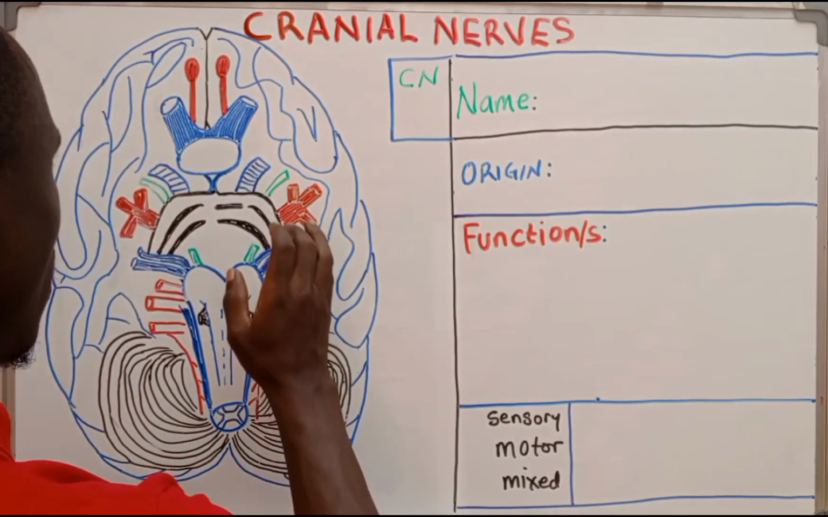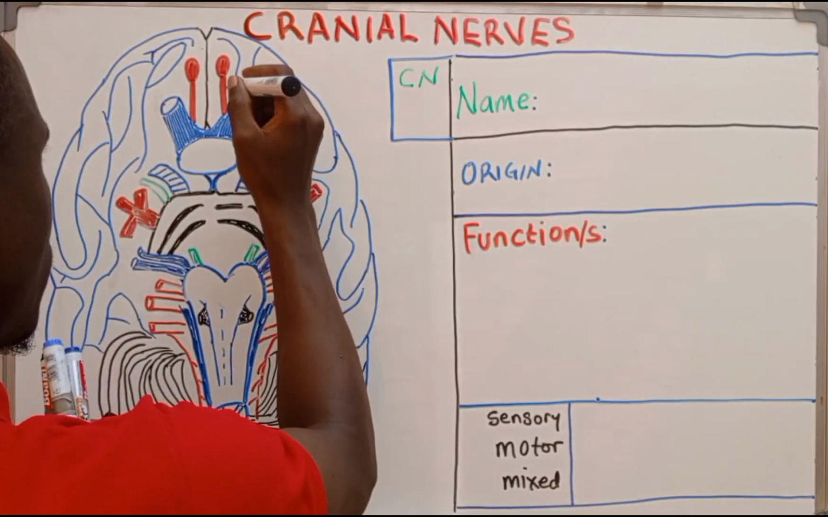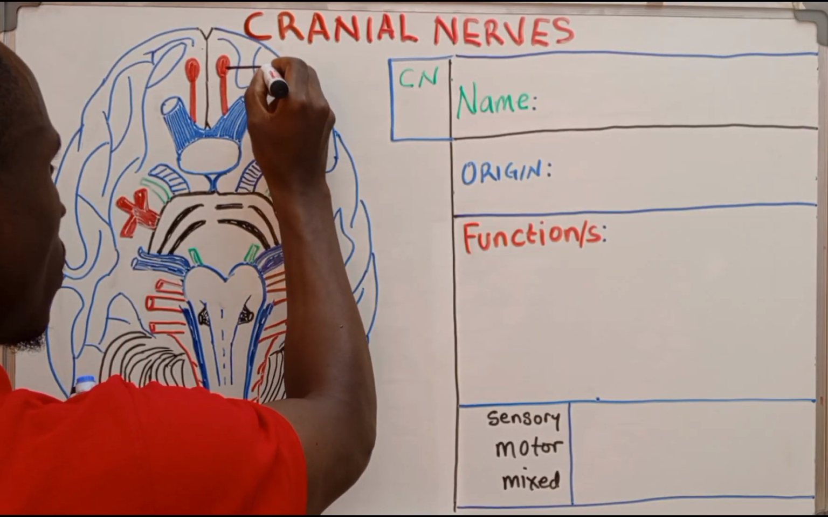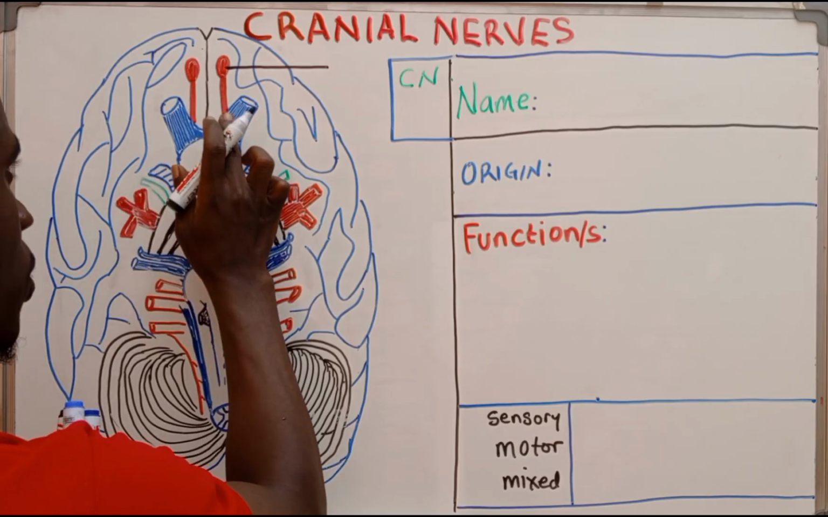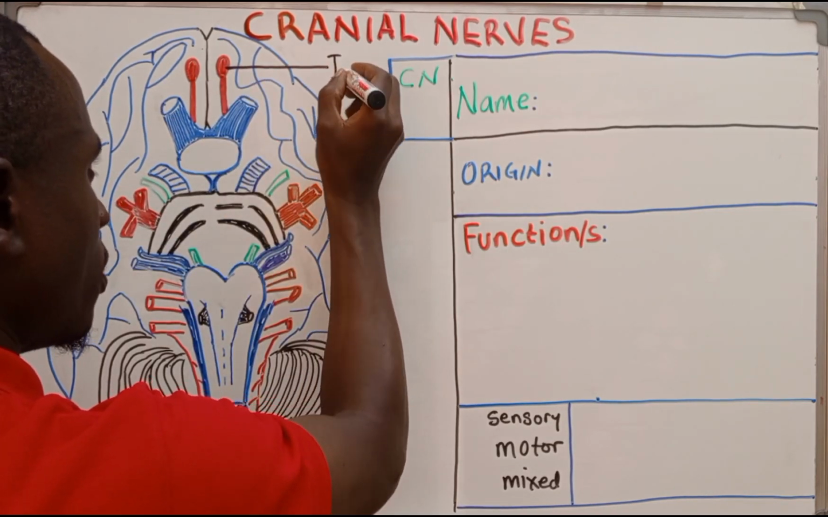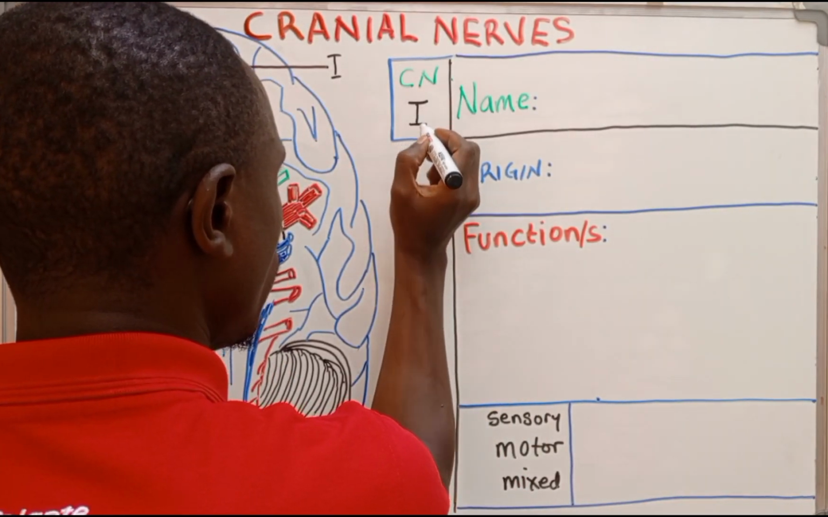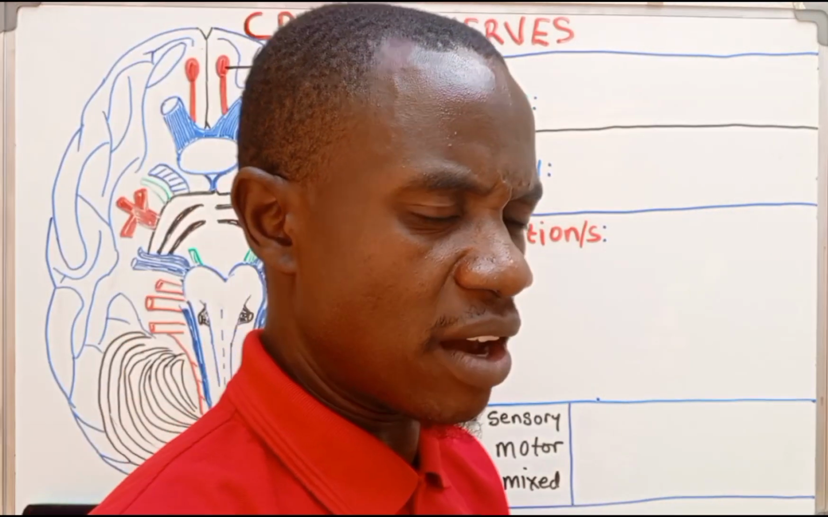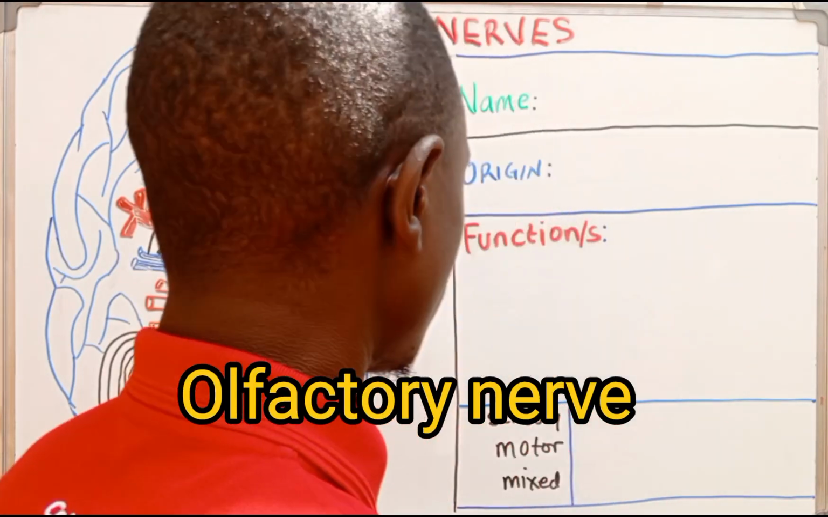So now we are going to start with the first cranial nerve. You see this bulbar structure here, just above this optic chiasma. This one here is our cranial nerve number 1, okay? So now, cranial nerve number 1. How do we call cranial nerve number 1? This one is called the olfactory nerve, okay?